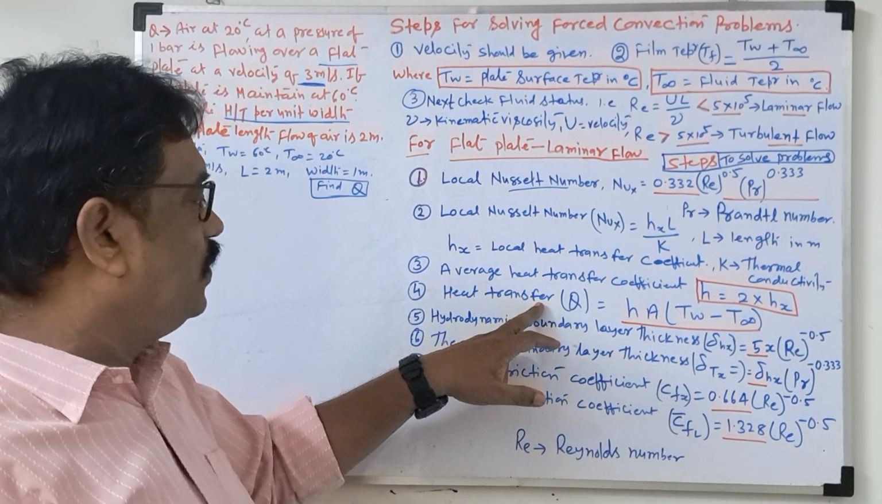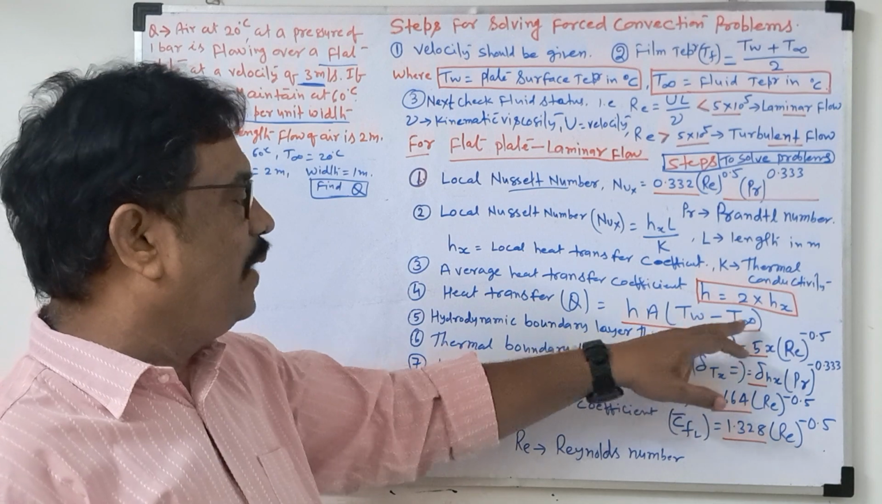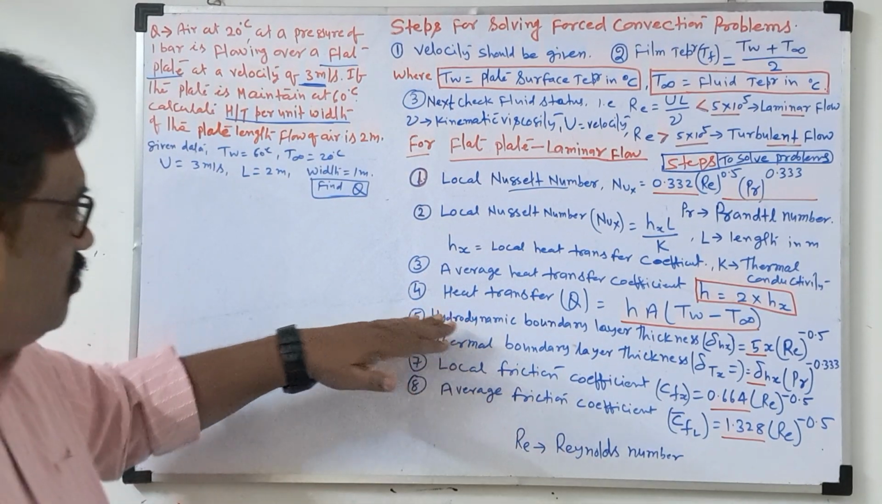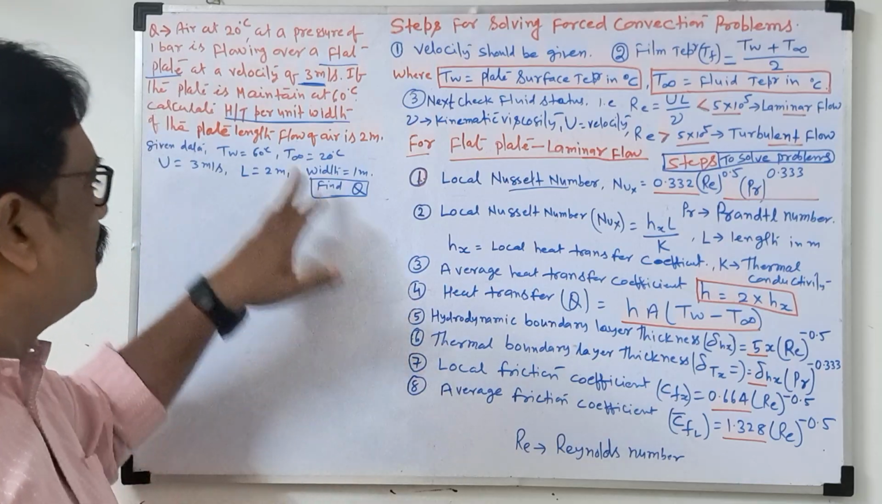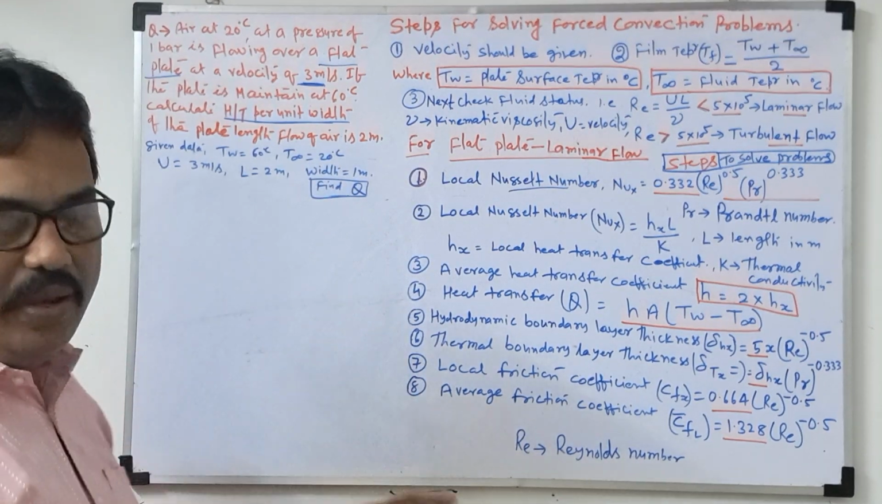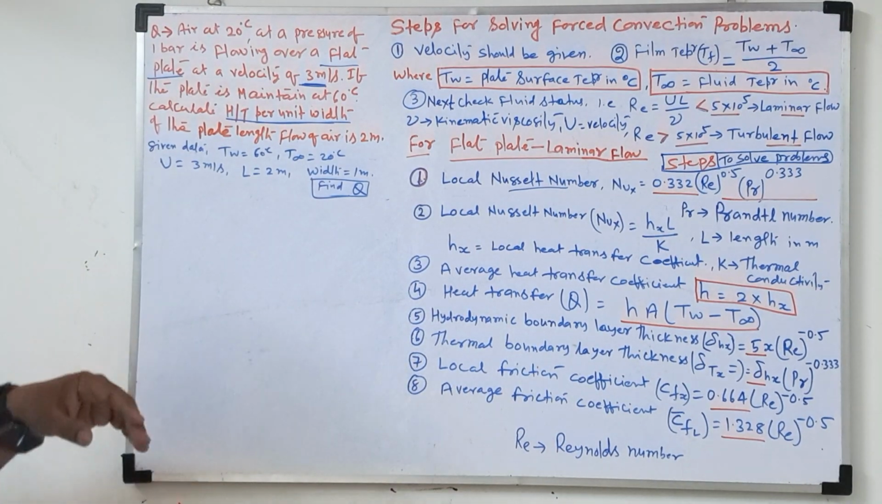Now, what is the heat transfer? Q equals h A (T_w minus T infinity). Look at this question I have taken. Steps 5, 6, 7 are not in this question, so I will explain them. If they continue, this also we have to calculate. We will explain it now itself.